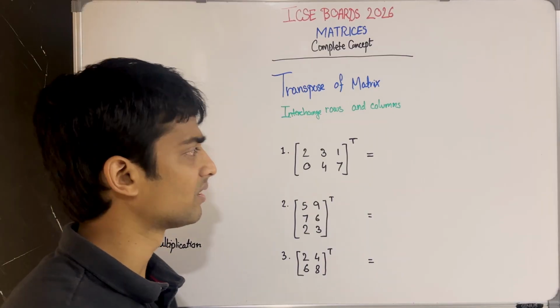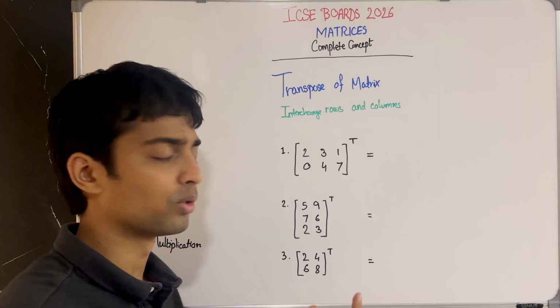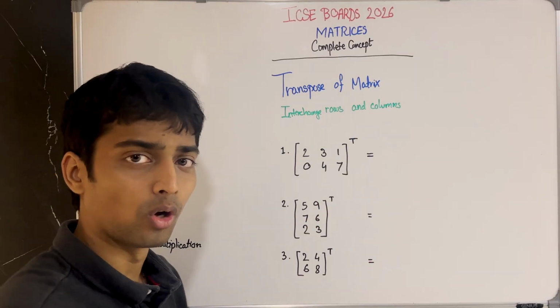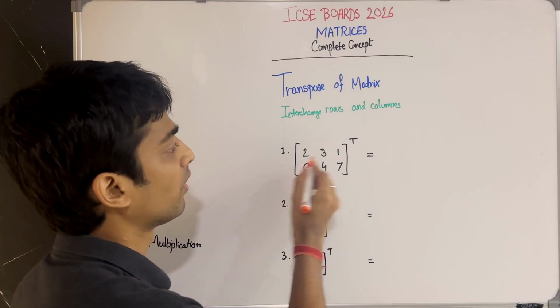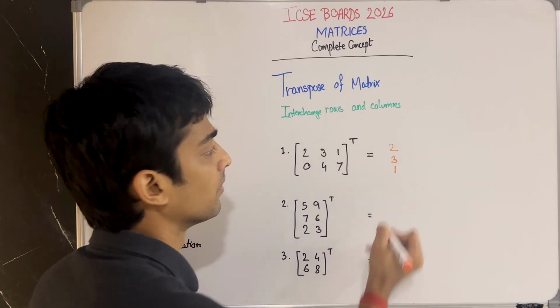So transpose means the rows will be converted into columns. So let's go row by row. We have first row 2, 3, 1. So this row will be converted into a column. So I'll simply write the first row as a first column. So I'll write 2, 3, 1.